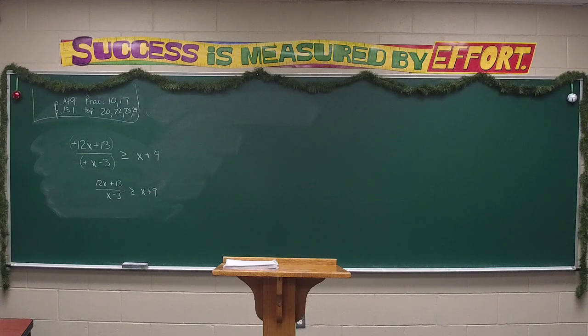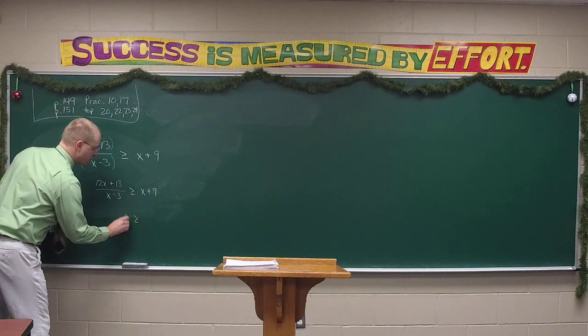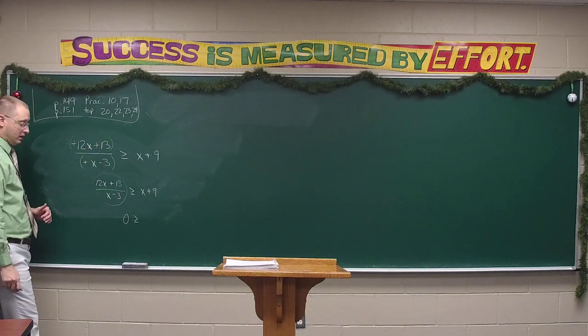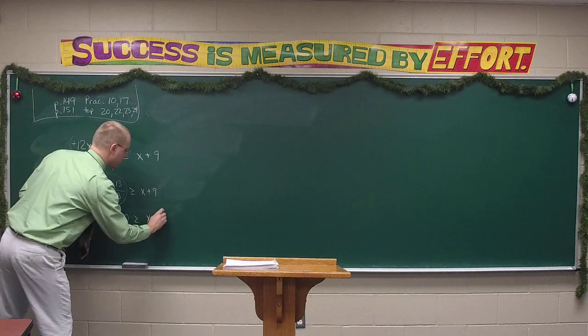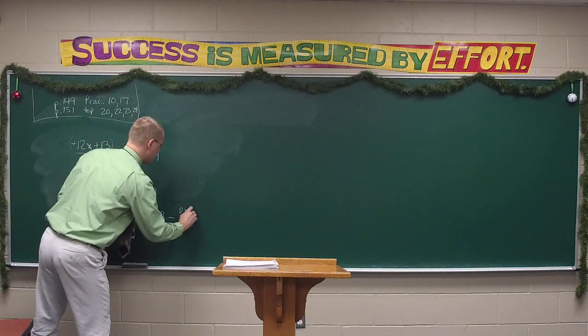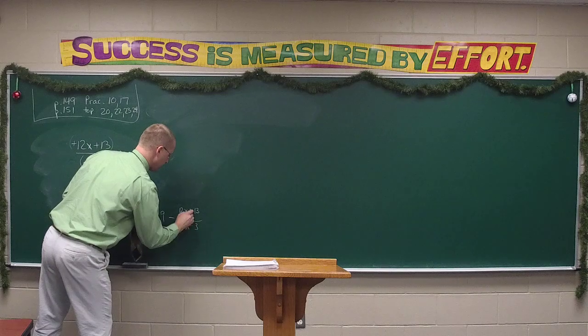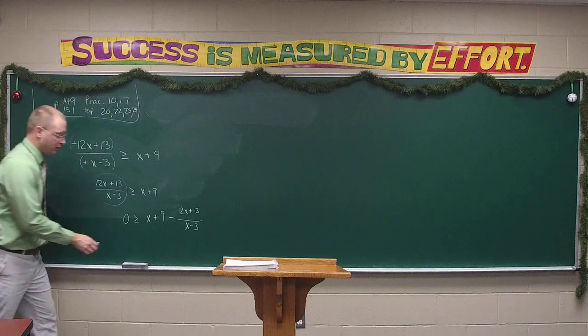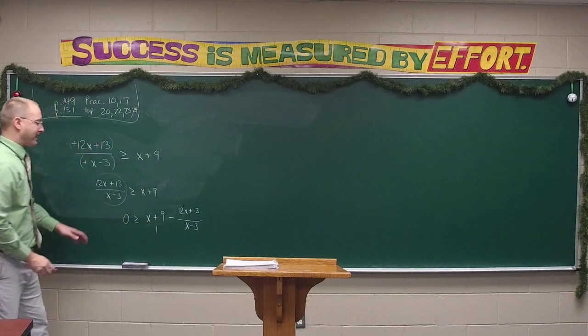So now what do we need to do, Kendall? You set it equal to 0. Good, or whatever the symbol is, greater than or equal to. You put a 0 on one side, and which side do you want to be a 0, the left or the right? Left. All right, so we're going to put the 0 here, which means the entire thing moves over and becomes negative all of that. So we have x + 9 - (12x + 13)/(x - 3). All right, and it would help if I put the x + 9. Yeah, I think that might help with the next step.